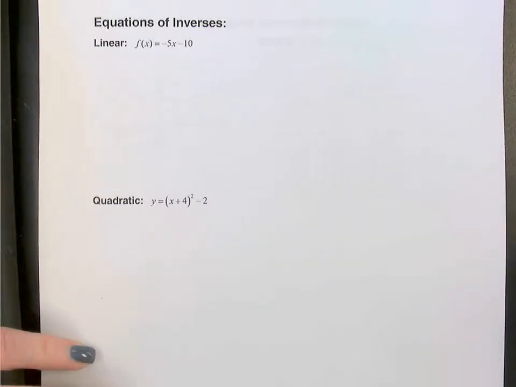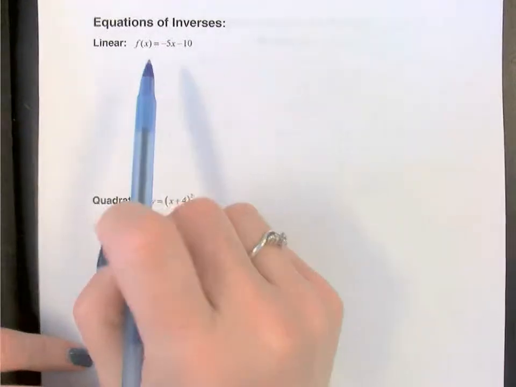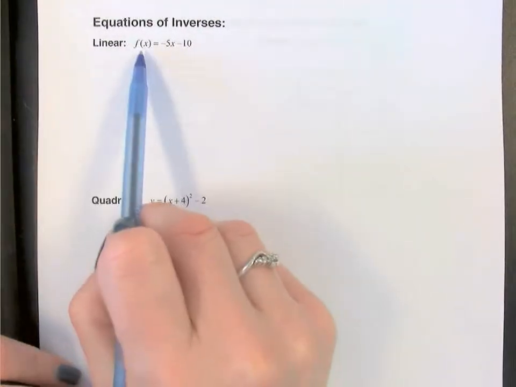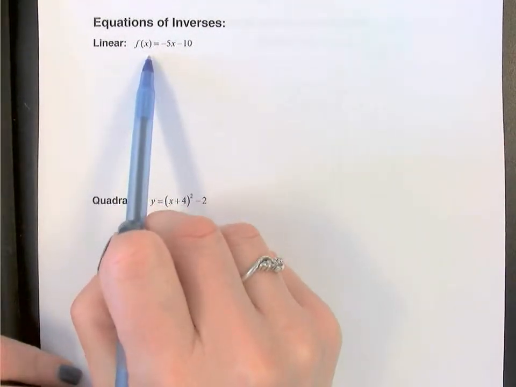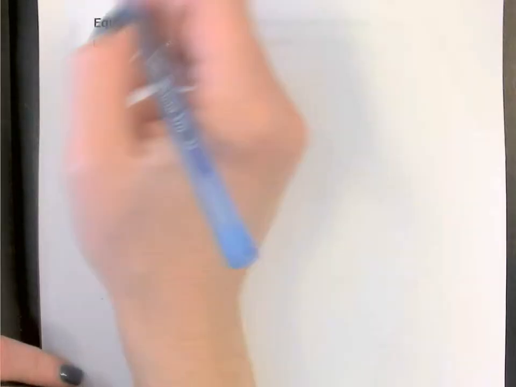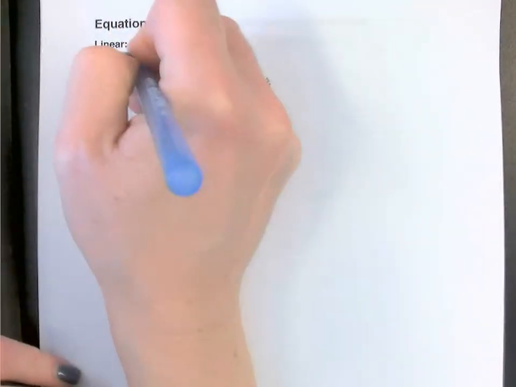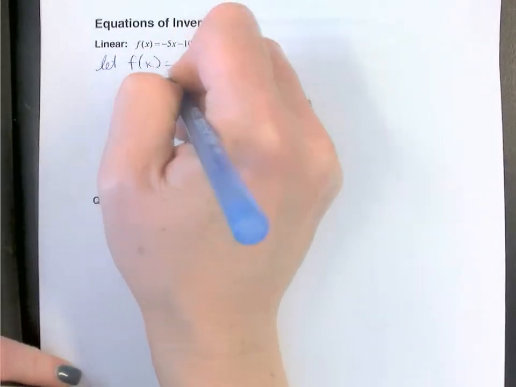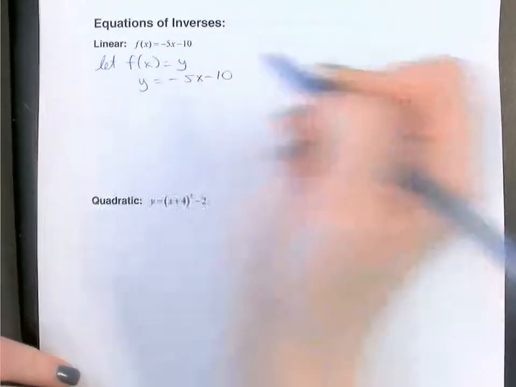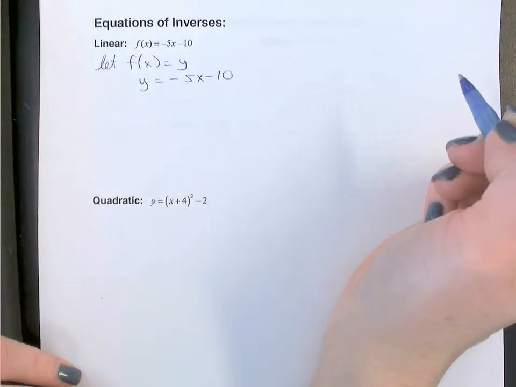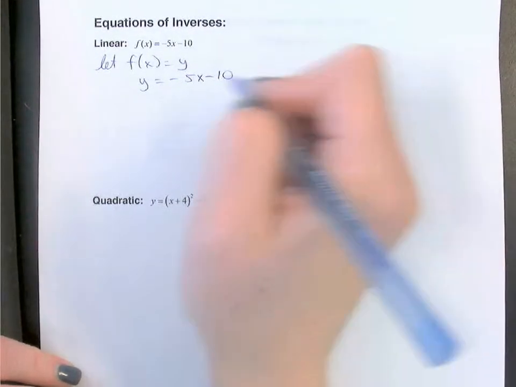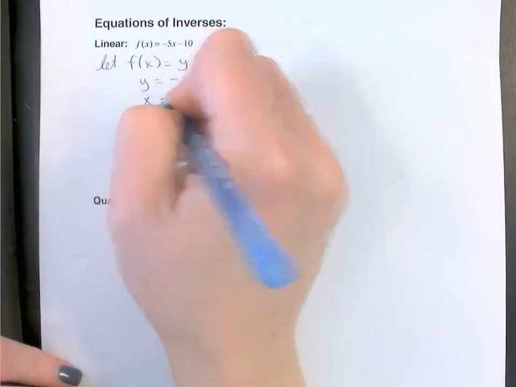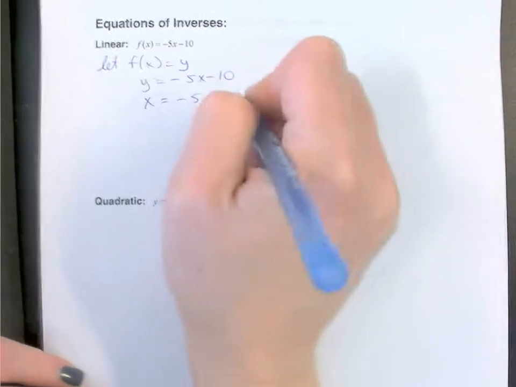Equations of inverses. We were right to write the inverse equation for this f of x graph. We want to switch the x and y value. We don't see a y value, but we know that we can let f of x represent y. So if I rewrite that as y equals negative 5x minus 10, that will help us visualize switching x and y. So we're going to rewrite it now. We're going to start the inverse and write x equals negative 5y minus 10.